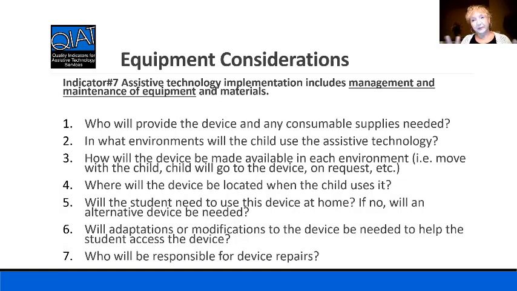Some ideas about planning for equipment. Here's a list that goes along with that indicator number 7. You can read through this, but that idea of managing and maintaining your equipment: who's going to provide the device, who's going to provide any consumables. You know, if you have a printer, how are you going to get the paper? How are you going to get ink?